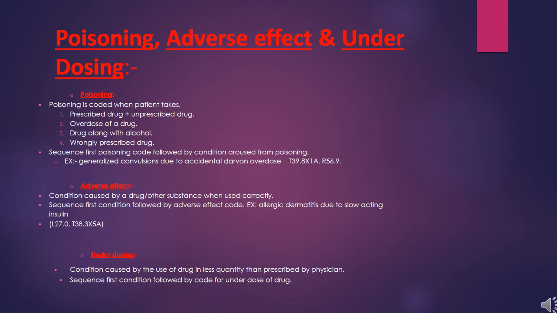Poisoning, adverse effect, underdosing. Poisoning is coded when the patient takes a prescribed or unprescribed drug, an overdose of a drug along with alcohol, or a wrongly prescribed drug. Sequence first the poisoning code followed by the condition arising from the poisoning. Example: generalized convulsions due to accidental overdose, T39.8X1A, R56.9.